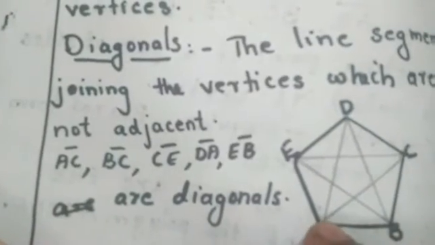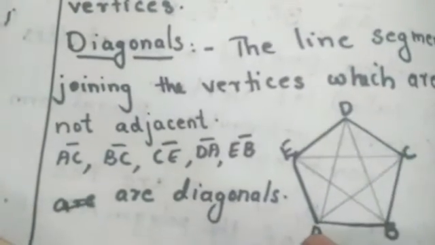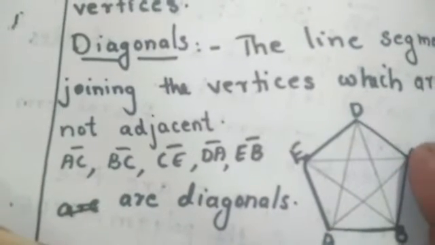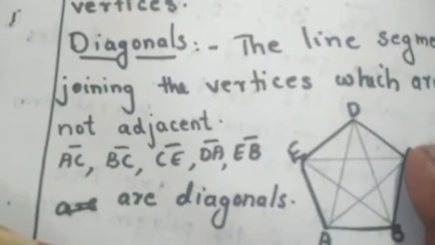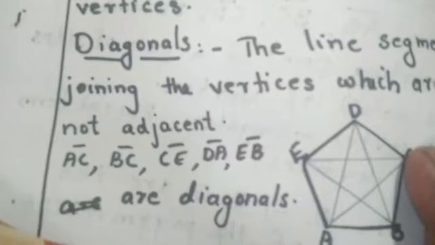So the line segment joining these two vertices A and C, because they are not adjacent vertices, we can join them.